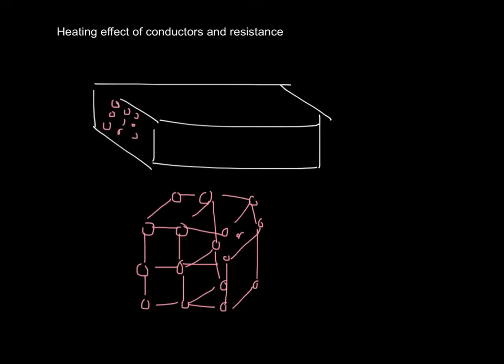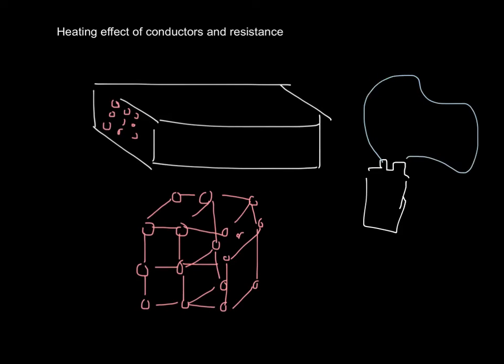The first thing we're going to talk about is something called the heating effect of conductors. And this is something that you probably have experienced, which is that when you have a battery, so here's your battery, that's a pretty bad battery, and then you put a wire between the two sides and you leave it for a while, the wire gets hot, so this thing starts getting hotter and hotter and hotter.